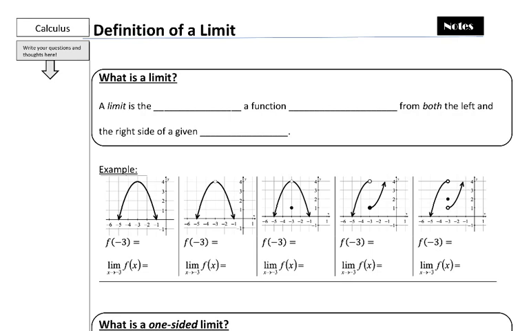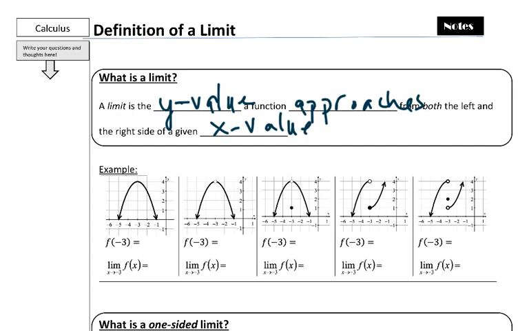So a limit is the y value a function approaches, sorry, my handwriting is not the greatest on this, from both the left and right side given a specific x value. So essentially a way to think about this is a limit is really looking at the behavior of the y values, what's happening to the y values as I get closer and closer to a specific x value.